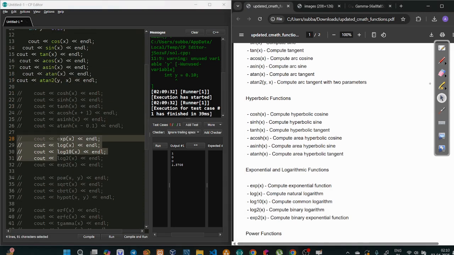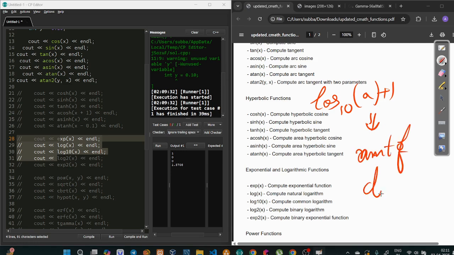Now coming to exponents, exp(x) is e to the power of x. That's it, there's nothing more to that. log(x) is simply log of x; if you just write log of x, it will give you the answer. And if you remember, in our video on counting digits, log base 10 of a plus 1 is the number of digits present in a number.